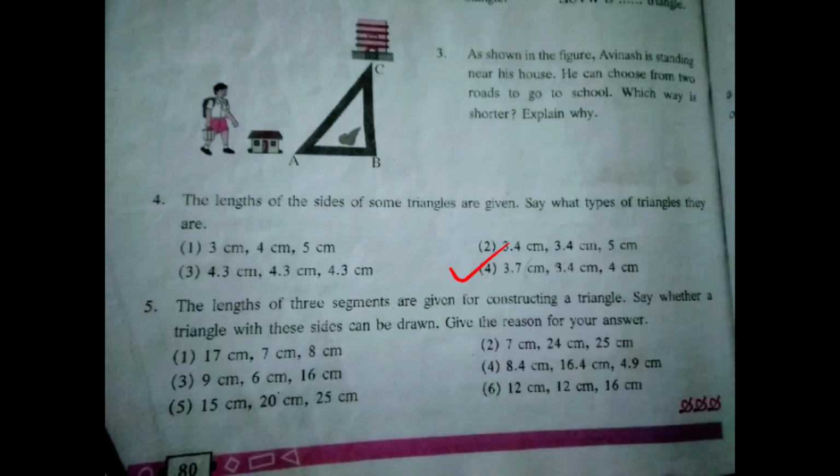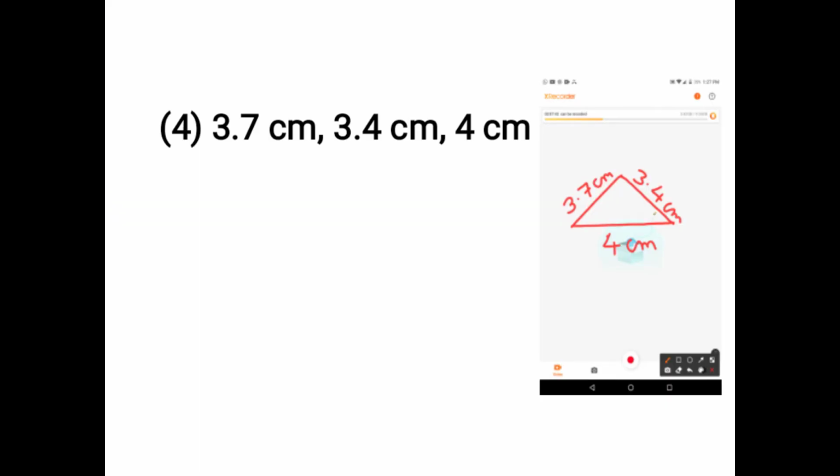Next, fourth one: 3.7 centimeter, 3.4 centimeter, 4 centimeter. I have drawn the figure here. Again, all three sides are different over here, so it is a scalene triangle.